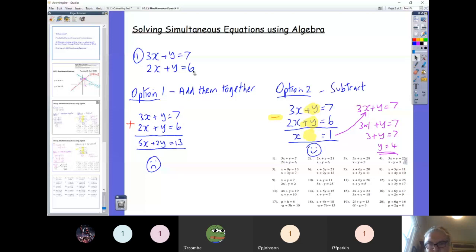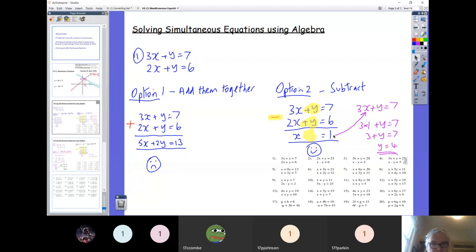So we've got 3x take away 2x, which is 1x. Y take away y is nothing. And that's the whole point. That's the good news. We've got rid of y. We've eliminated y. And then finally, 7 take away 6 is 1. So because we've managed to eliminate y, we know what x is. X equals 1. So we're halfway there.